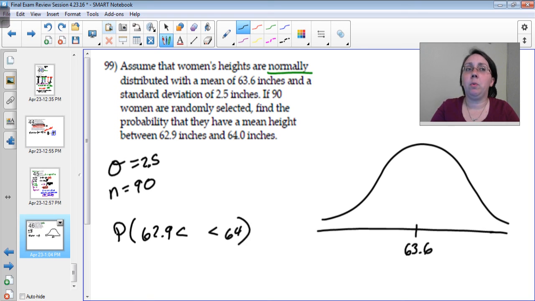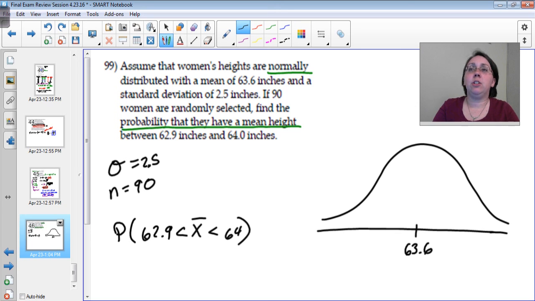What symbol are we finding a probability of? A mean. So what symbol? Not mu. X bar. Because this is a sample of women. 90 randomly selected women. That's a sample. So X bar. This is what I've been warning you about.